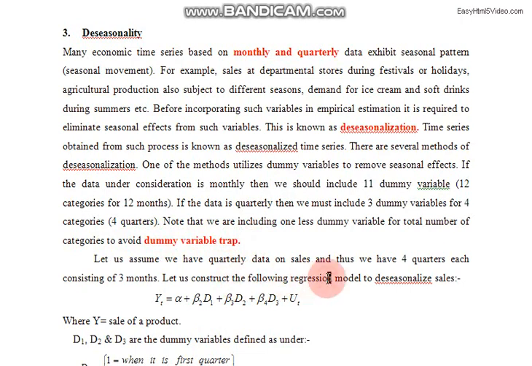Now let us assume we have the following model where Yt is your sales, and sales is basically quarterly data. So you have 4 quarters, and each quarter will have 3 months. For 4 categories you will have 3 dummies, D1, D2 and D3, and of course you will have an intercept. So Y is the sale of a product.